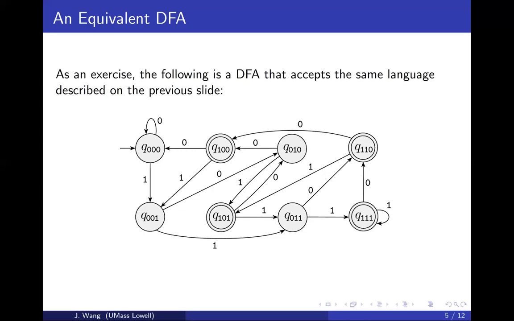Now we are going to use states to remember the current status. You look at the third symbol from the right, which should be one. That means we have several options by looking at three symbols. Let's say this is my input string X, and these are the last three symbols.